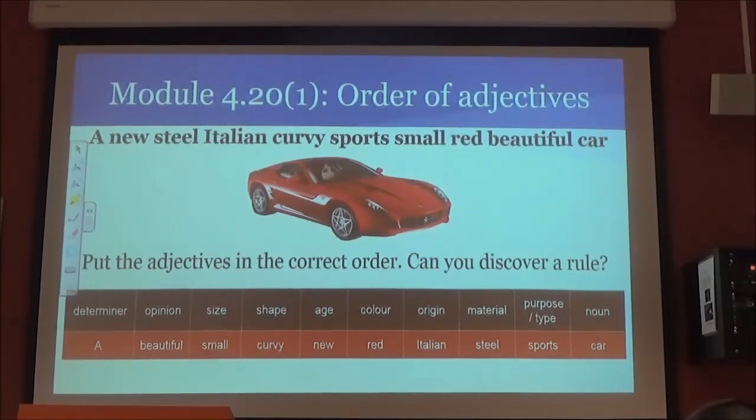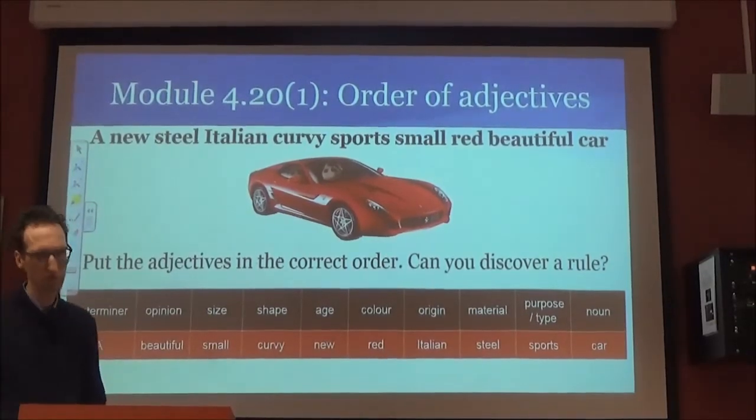Yes? In that case, still the order will be opinion, size, purpose. A beautiful small sports car. You can't say the sports beautiful car, small car. Neither can you say a small beautiful sports car. Although I would say that's less dramatic than a beautiful small sports car. I can imagine people saying a small beautiful sports car. But the correct order would be a beautiful small sports car.